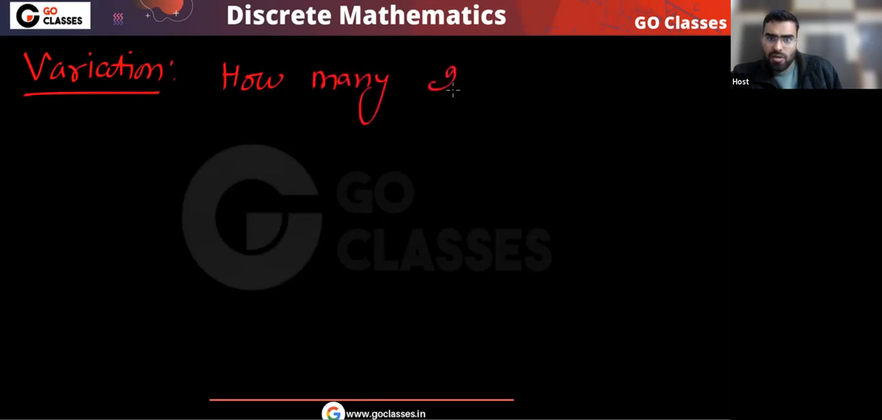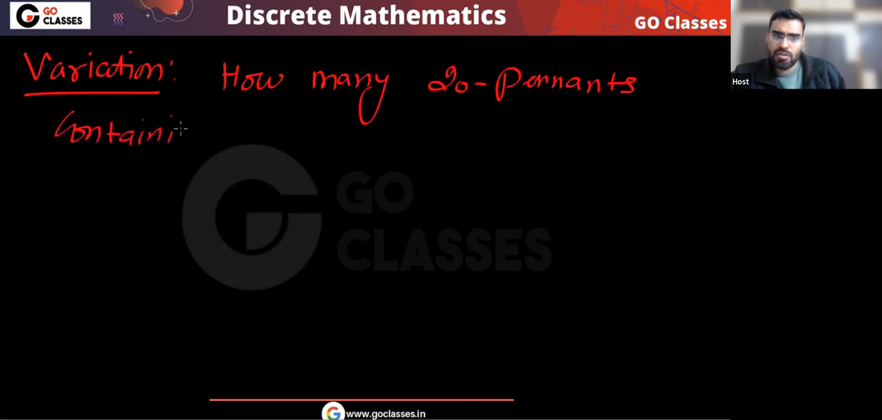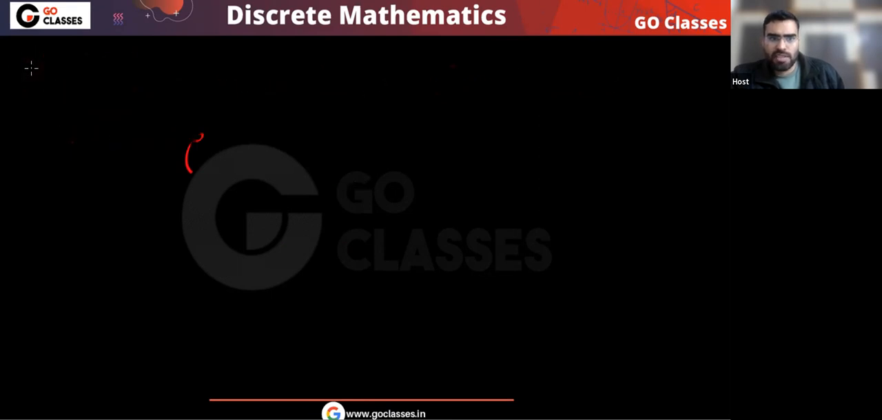So let me create a variation. Can anyone try this variation? Basically, how many 20 penance containing only two numbers? Sorry, no. Actually, because every number 20 penance is not possible. Sorry, actually this variation is not possible. I will create some different way. This variation is not possible because every number is either 1 or 2, so this is not possible.